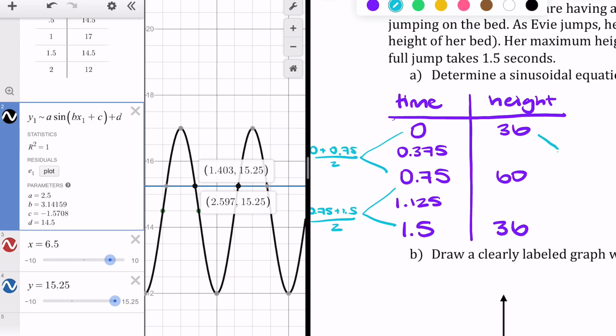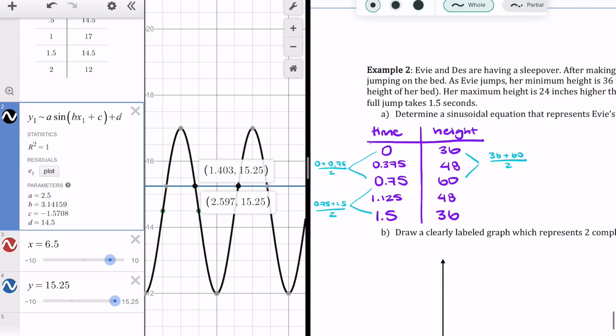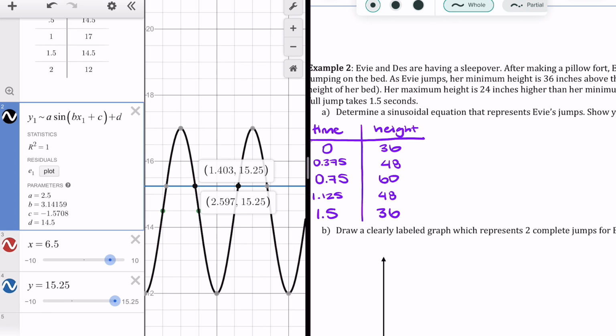We do the exact same thing between max and min to find the midline. So if I add 36 and 60 and divide by 2, I get 48. And I hit that midline both on the way up and on the way down. Now we have our table of values. Once we have that table of values, we can go ahead and do that sinusoidal regression.